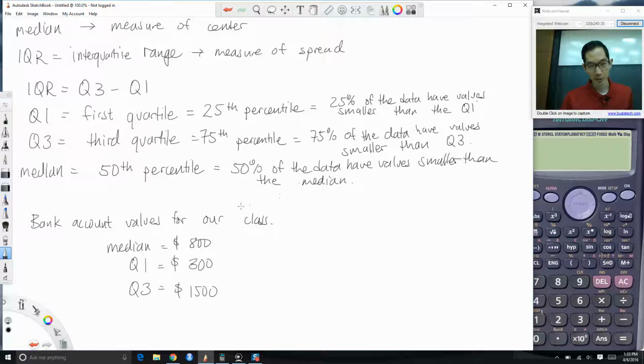So what we're saying is that 25% of students have less than $300 in their bank account. In this case, our IQR would be 1,500 minus 300. Our IQR is $1,200. This is the range of the middle 50%.